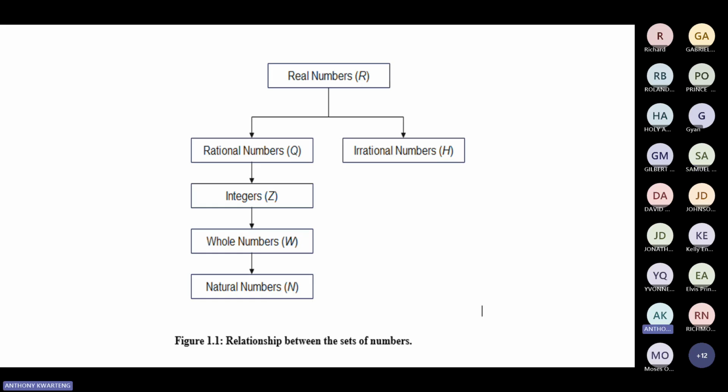How can I know that a number is irrational? If you change that number to decimals, just calculate it, use your calculator, and convert that number into decimals. For irrational numbers, their decimal equivalent will never terminate. It will never end.